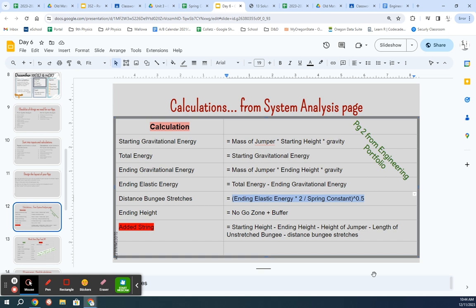The ending height, again, we're going to measure the no-go zone. We're going to measure the buffer. And when you add those together, you get your ending height, where you want them to end.